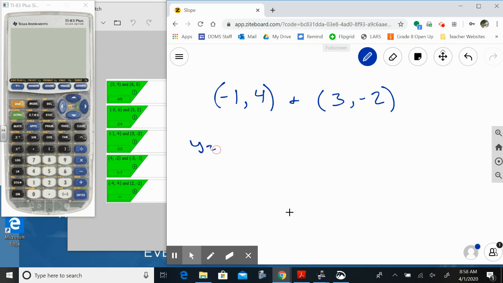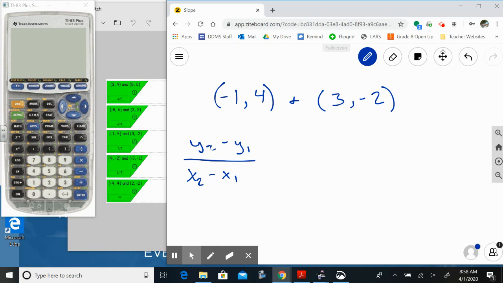y of point 2 and take away the y of point 1 from that. That's going to be our numerator. And then our x of point 2, we're going to subtract our x of point 1. That's our denominator. This is our slope formula.